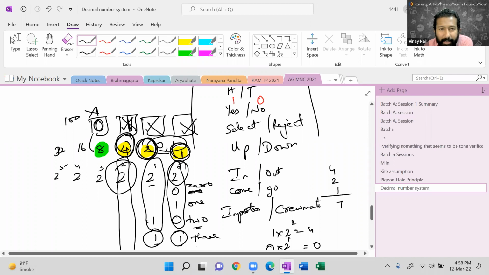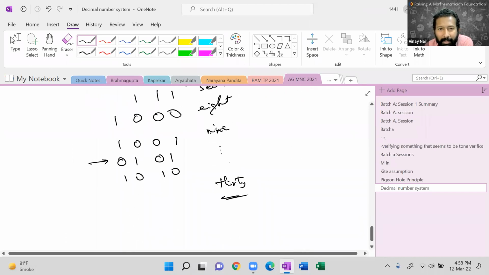If you say 1 here, that means you need 4. You say 0 for 2, you don't need 2. If you say 1 here, that means you need 1. So you are taking 4 and 1. 4 plus 1, you get 5. You see, there is a problem now. What is the problem? We wanted 10 and we have got only 5.